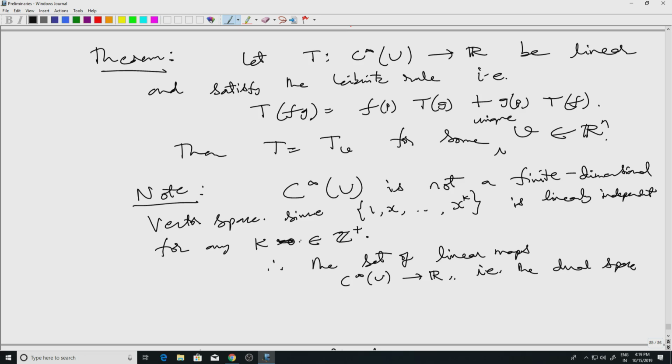So let's stop here. Next time I'll prove this theorem and then use it to talk about defining tangent vectors on manifolds and tangent spaces, and then we'll proceed from there.